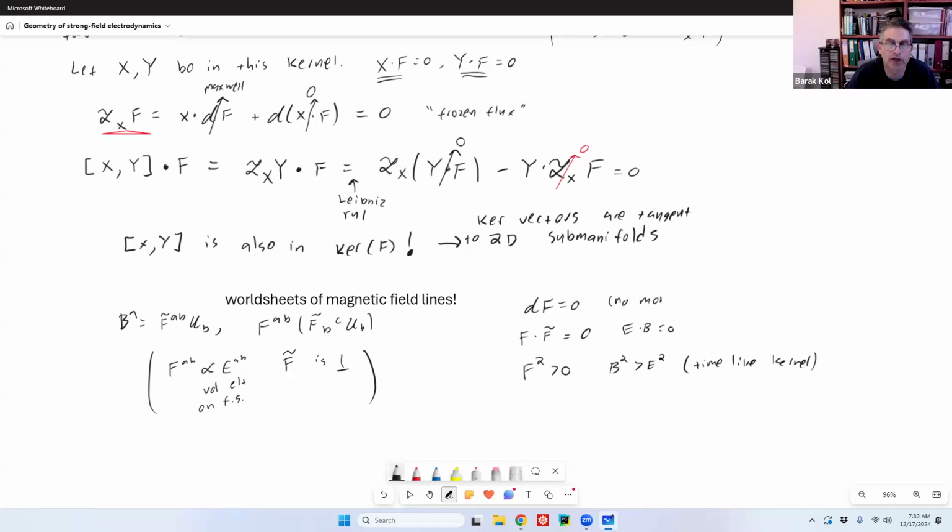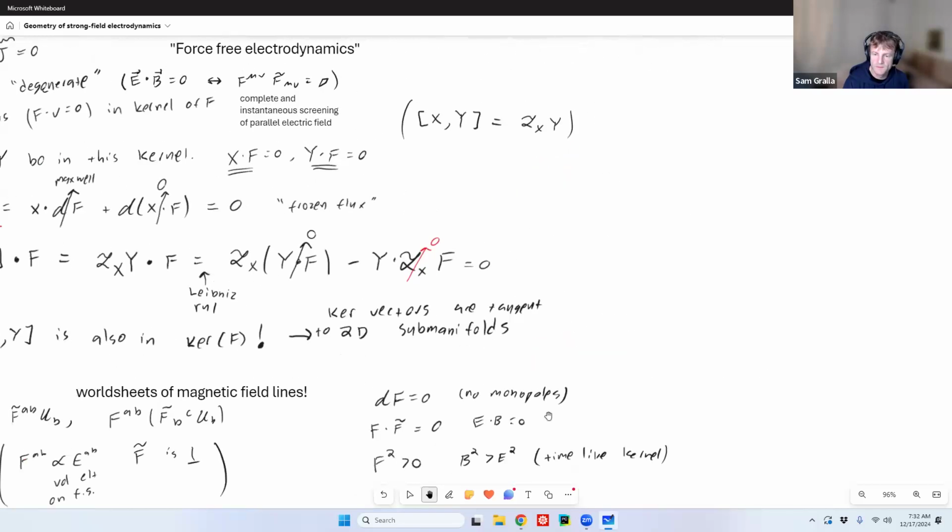Okay. So in particular, for electromagnetic fields where the electric field is zero, usually we talk about magnetic field lines, and you're speaking of magnetic field planes, right? Even in flat space. Absolutely. So what?